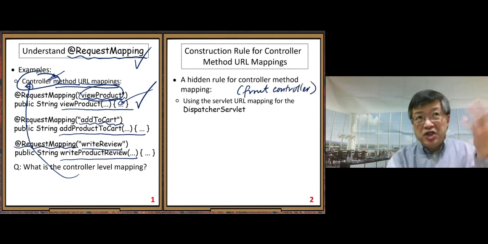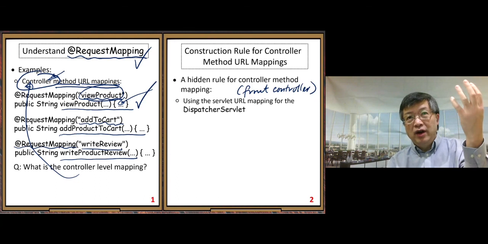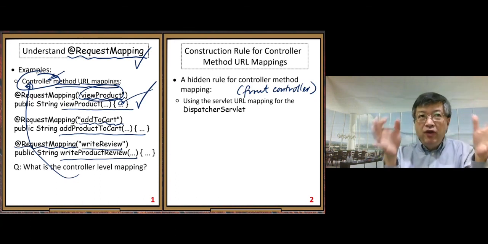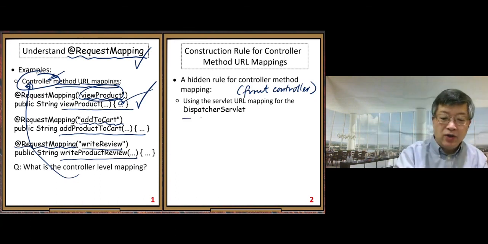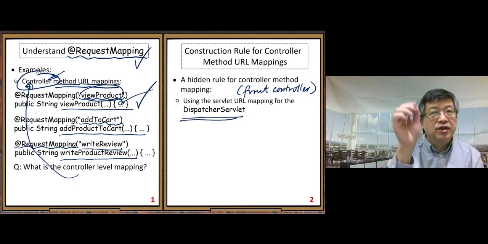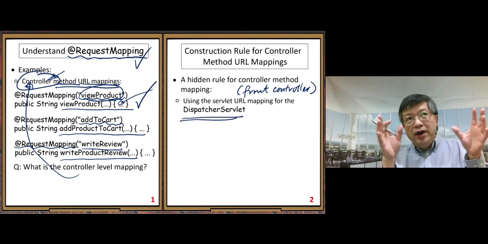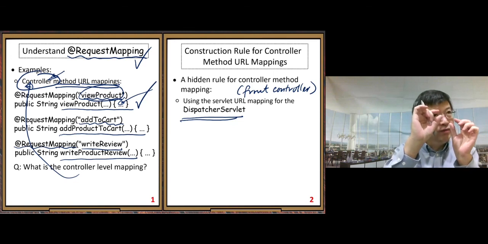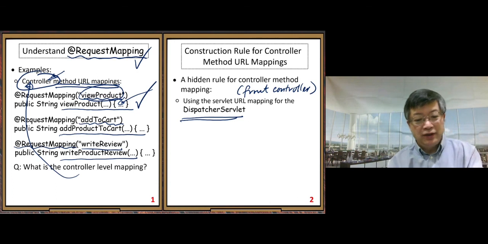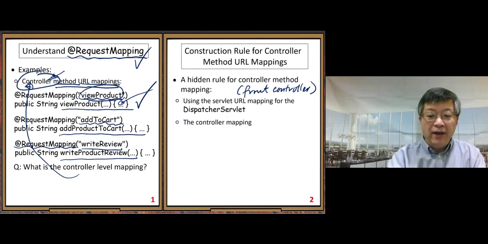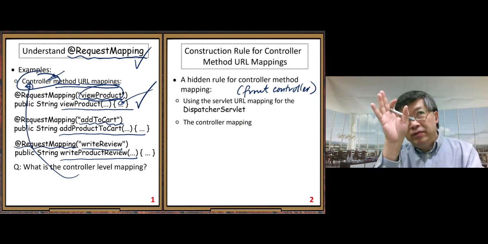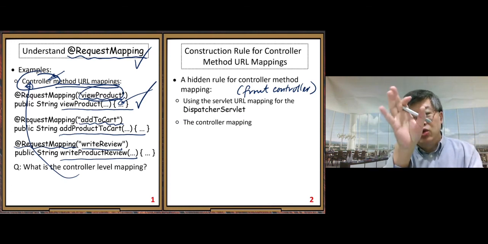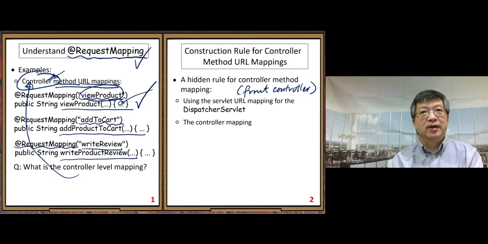So this is the design pattern, front controller, for our Spring MVC framework. It corresponds to the dispatcher servlet. That part you need to map to some substring in the URL. That's one. After that, there is one particular controller mapping.